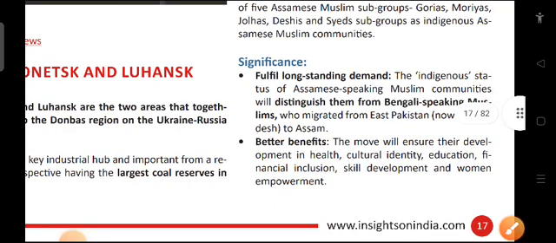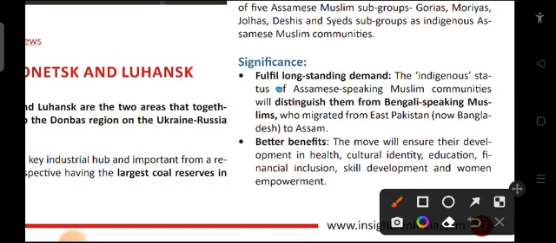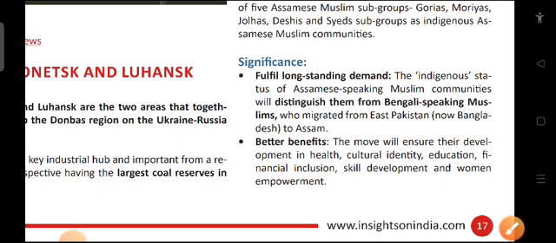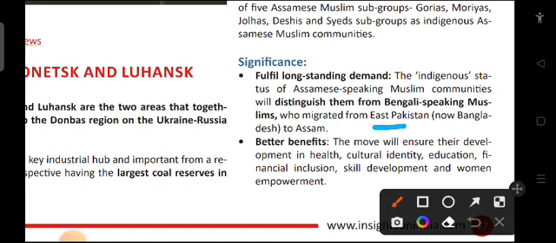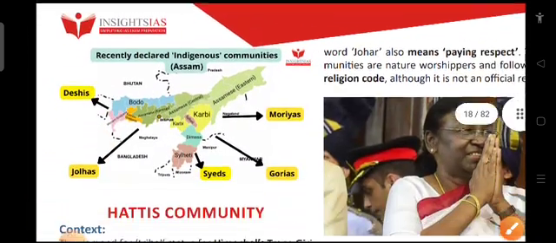Now what is the significance of this move? It will fulfill a long-standing demand. The indigenous status of Assamese-speaking Muslim communities will distinguish them from Bengali-speaking Muslims who migrated from East Pakistan, that is the present-day Bangladesh, to Assam. Many Muslims have migrated. The move will ensure development in health and cultural identity, education, financial inclusion, skill development and women empowerment. These are the benefits.